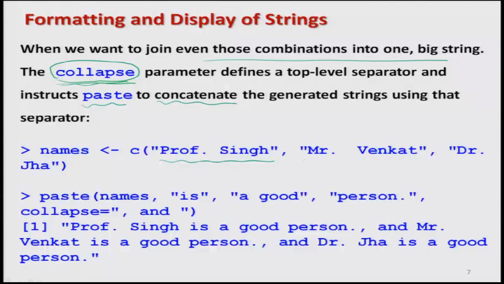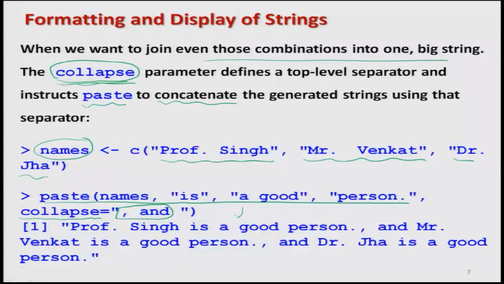Let me take the same example where I have 3 names, Professor Singh, Mr. Venkat and Dr. Jha, and these 3 names are contained in a vector names. Now I am using the same command as earlier, which is paste names is a good person, but I am adding one more option, which is collapse. And then I am saying that this comma and is the separator.